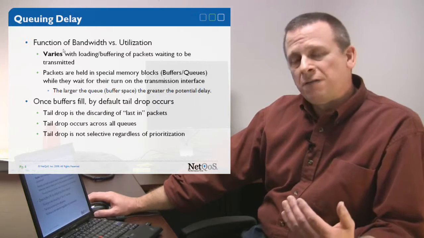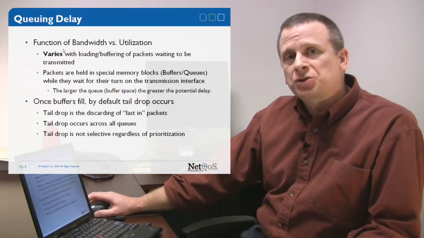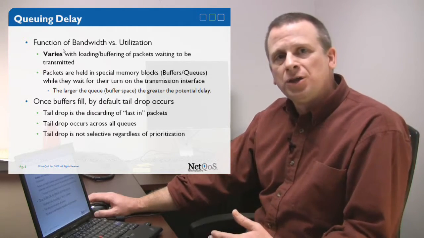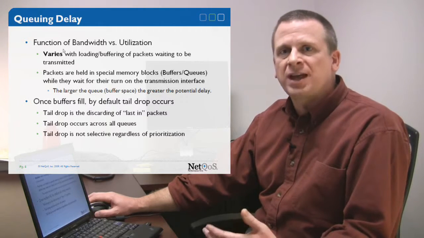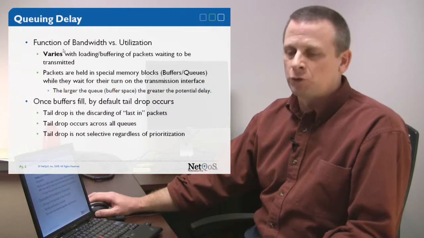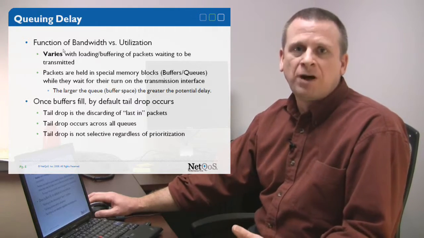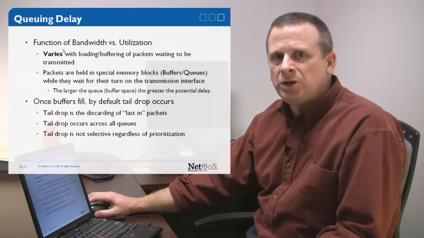Queuing delay is a function of bandwidth and utilization, right? Bandwidth being how long it takes to serialize. Well, as additional packets are received into the router interface and waiting their turn to be serialized, they have to be buffered. Because the first packet in is being serialized, any subsequent packets are buffered until they can be serialized themselves. This delay is called queuing delay.